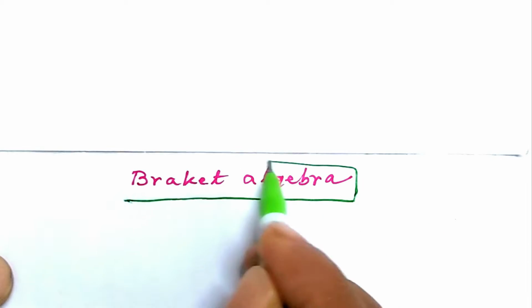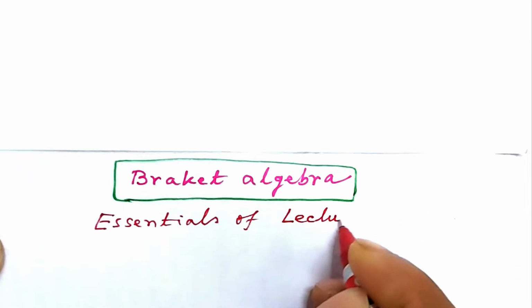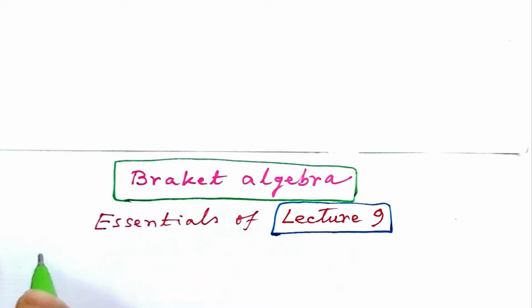This is the 10th lecture of the series Bracket Algebra. First, a brief touch on the topic discussed in the previous lecture 9.